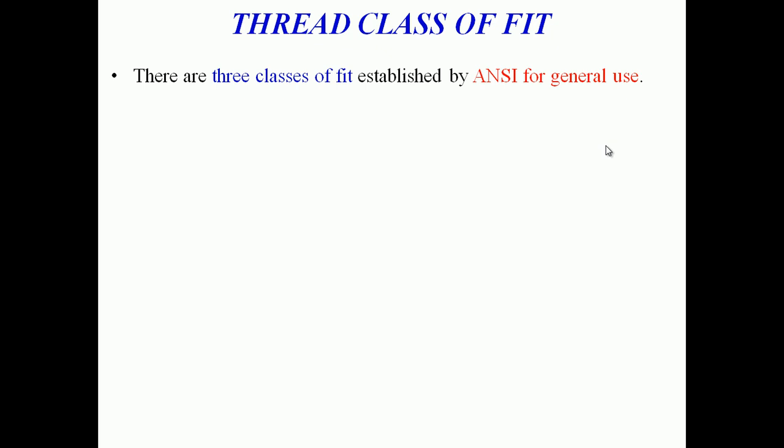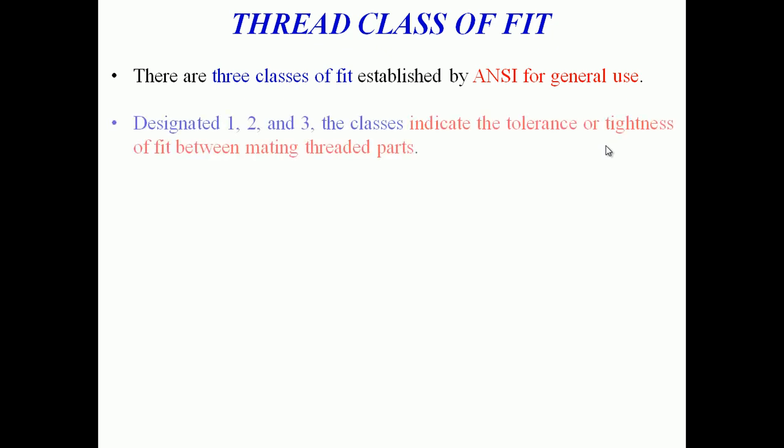So there are three classes of fit established by ANSI for general use, designated 1, 2 and 3. The classes indicate the tolerance or tightness of fit between mating threaded parts.